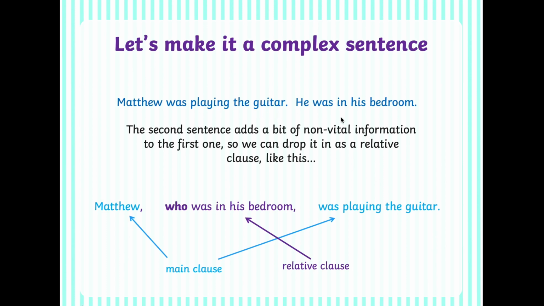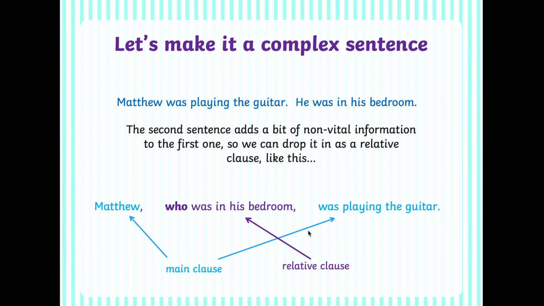Matthew was playing the guitar, he was in his bedroom. The second sentence adds a bit of non-vital information to the first one. So, instead of having it as two separate sentences, we can drop it in as a relative clause, just like this. Matthew, who was in his bedroom, was playing the guitar. Matthew was playing the guitar is the main clause, our main sentence. Who was in his bedroom is the relative clause that we have dropped in the middle.